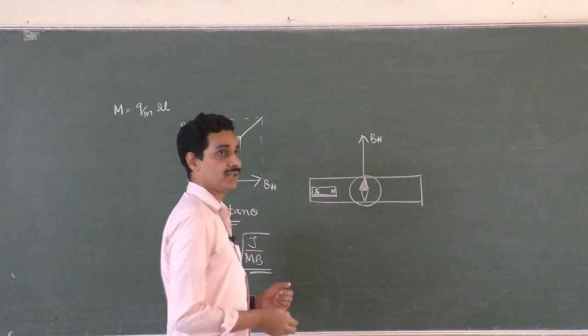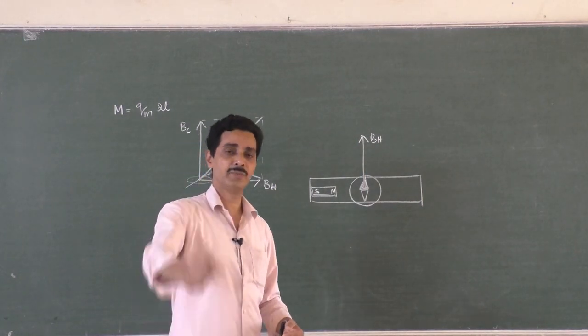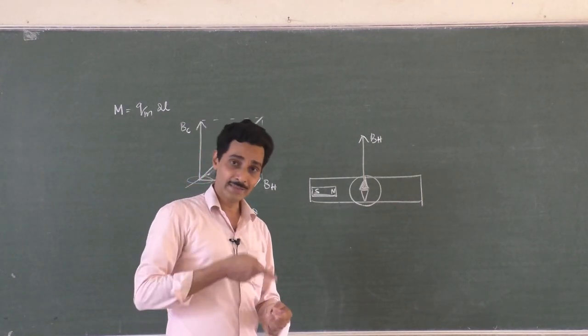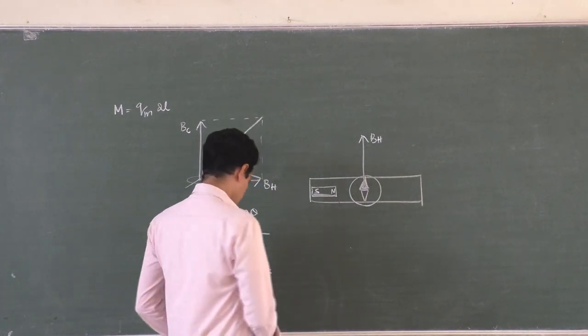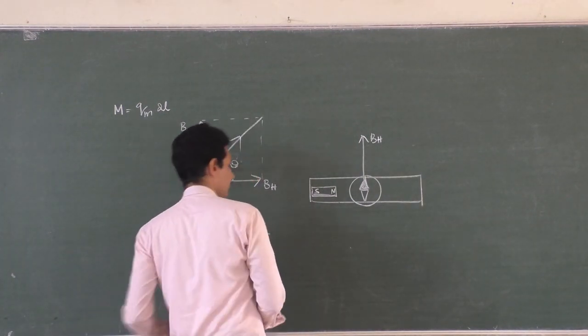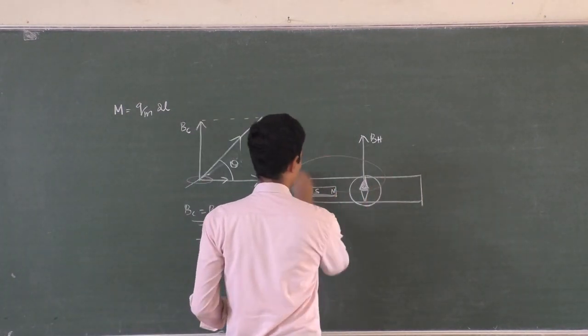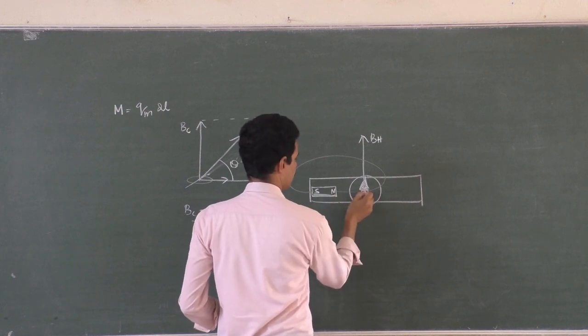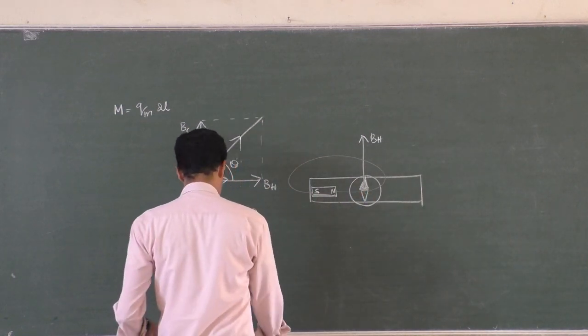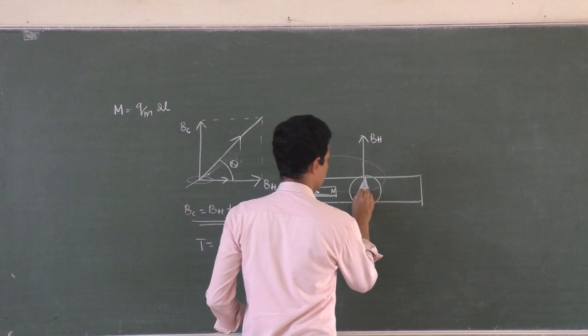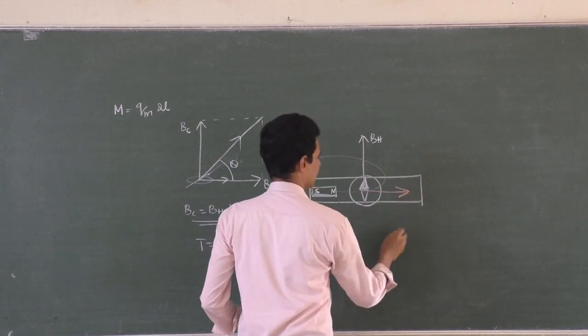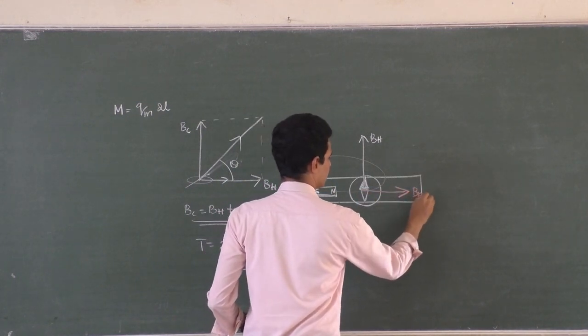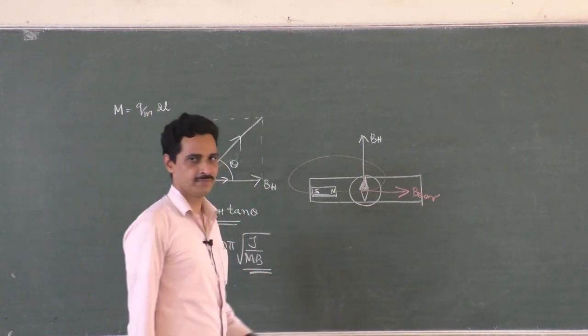And how are the magnetic field lines outside a bar magnet? They start from north and end in south, you know it. Inside the magnet it is south to north. So if the magnetic field lines start from north and end in south like this, there is one more magnetic field produced because of this bar magnet. So this is the magnetic field due to the bar magnet, B bar, I will write.